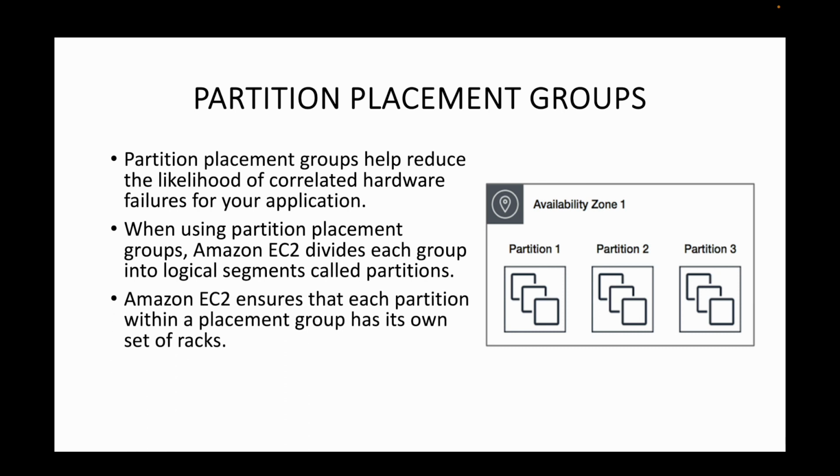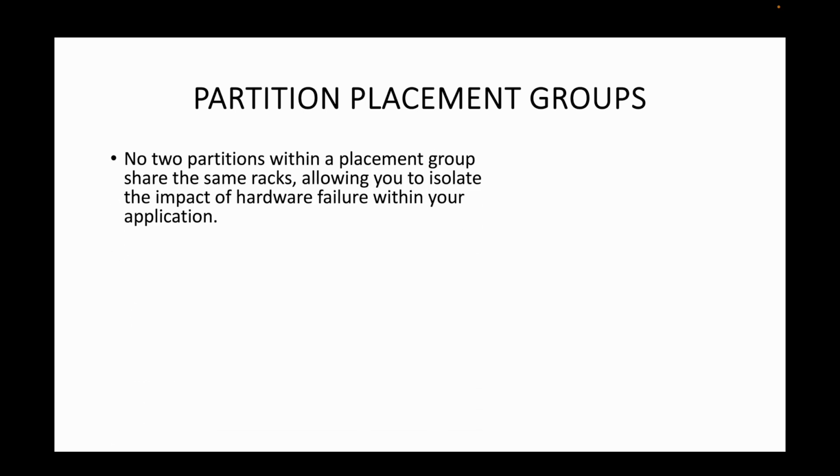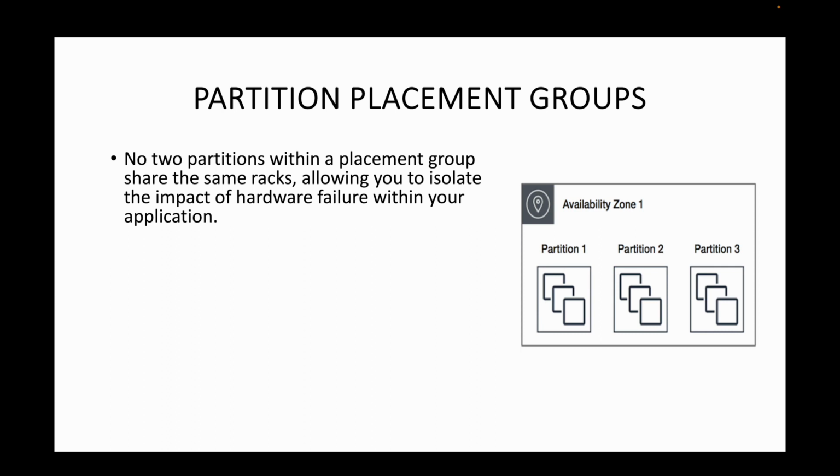Amazon EC2 ensures that each partition within a placement group has its own set of racks, meaning it will have its own power source and its own network. Each rack has its own network as well as its own power source. No two partitions within a placement group will share the same rack. So this will have its own rack, this will have its own rack, and so on, and they will never share with each other. This allows you to isolate the impact of hardware failures within your application.